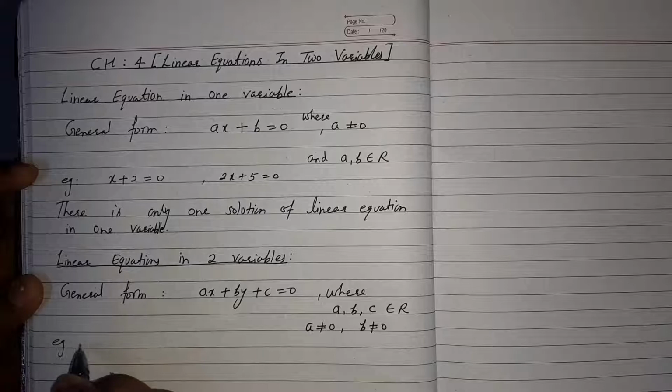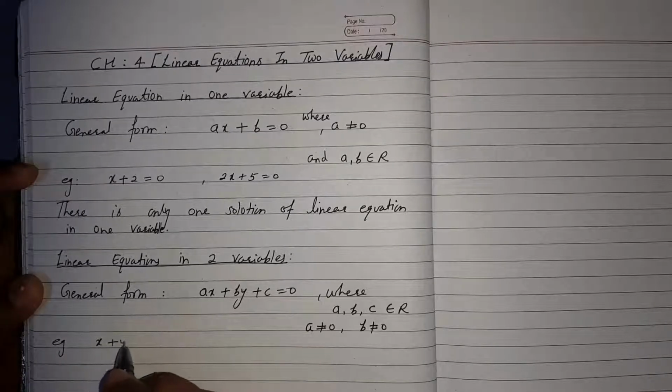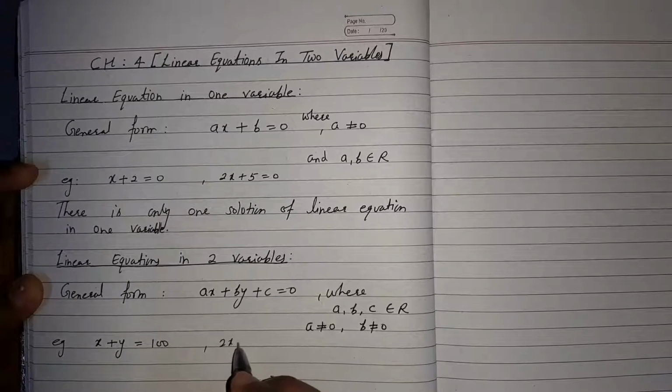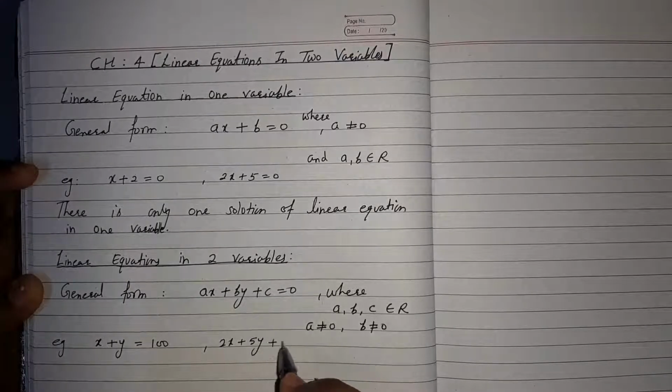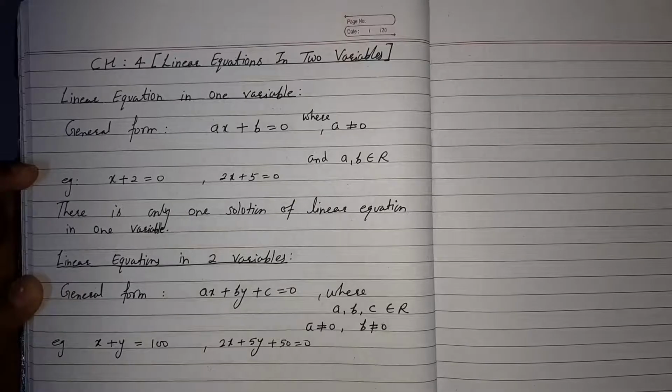We can write examples of linear equations in two variables. Example: x plus y is equal to 100, 2x plus 5y plus 50 is equal to 0. You can write any examples of linear equations in two variables. And we can give a simple example.